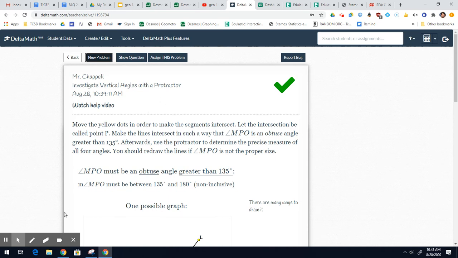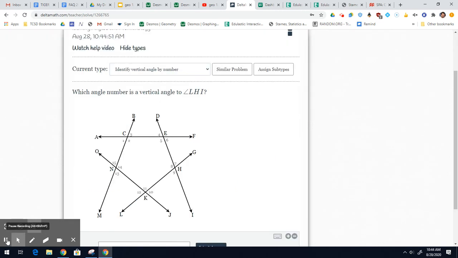Okay, let's take a look at the next problem. All right, here's our next problem. It says, which angle number is a vertical angle to angle LHI? So I'm going to bring my pen in here. It's been working a little slow, so I apologize. I want to highlight LHI. So here's L, here's H, and here's I. So angle 9 is this angle.